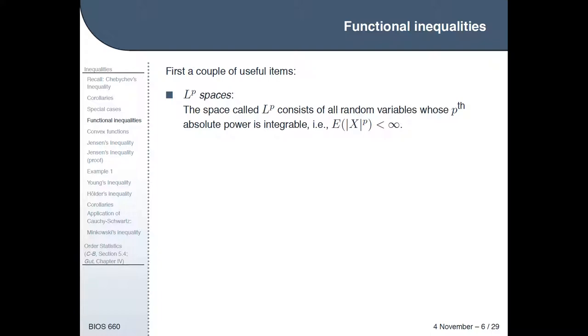But we talk about L^p spaces. This is what I was saying in terms of functional analysis: a space called L^p consists of all random variables whose pth absolute power is integrable. And if you ever take a class in functional analysis, these have all kinds of interesting properties, but it's usually not something that we worry about.